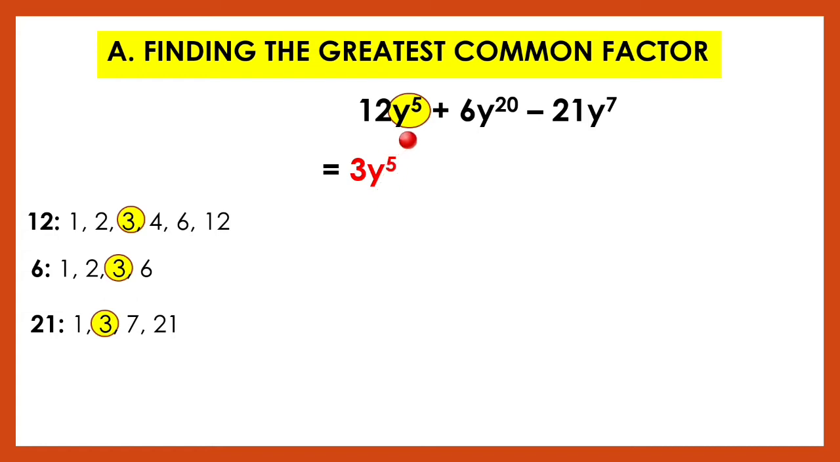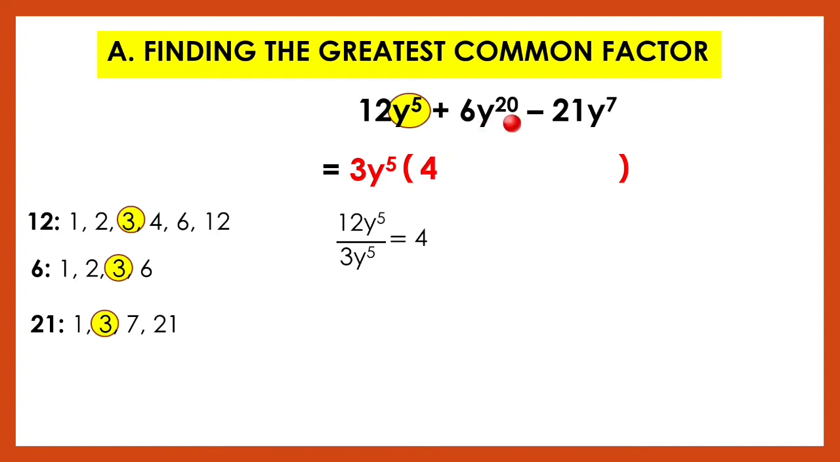Then, i-divide natin yung polynomials dito sa greatest common factor para makuha yung other factor. So, unahin natin, 12y raised to 5 divided by 3y raised to 5. 12 divided by 3 is 4. Y raised to 5 over y raised to 5, makakancel. Kaya 4 na lang. So, ilalagay natin dito yung 4.